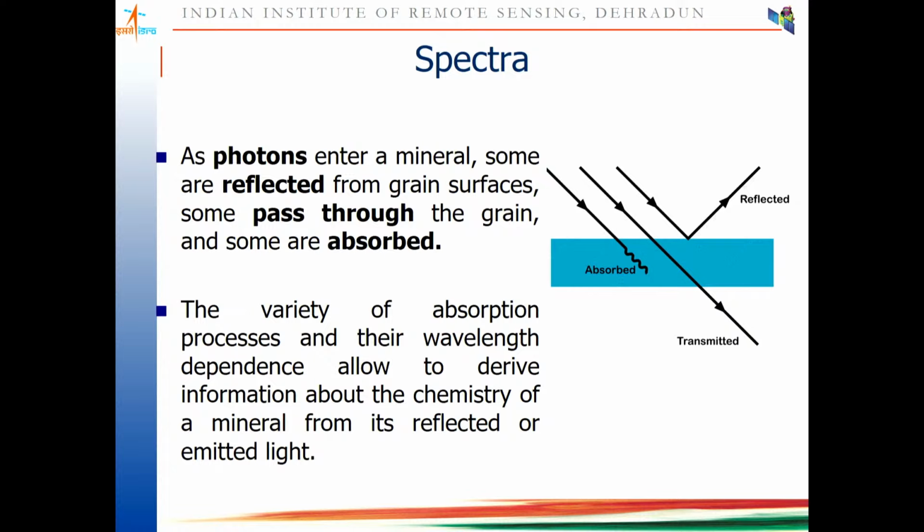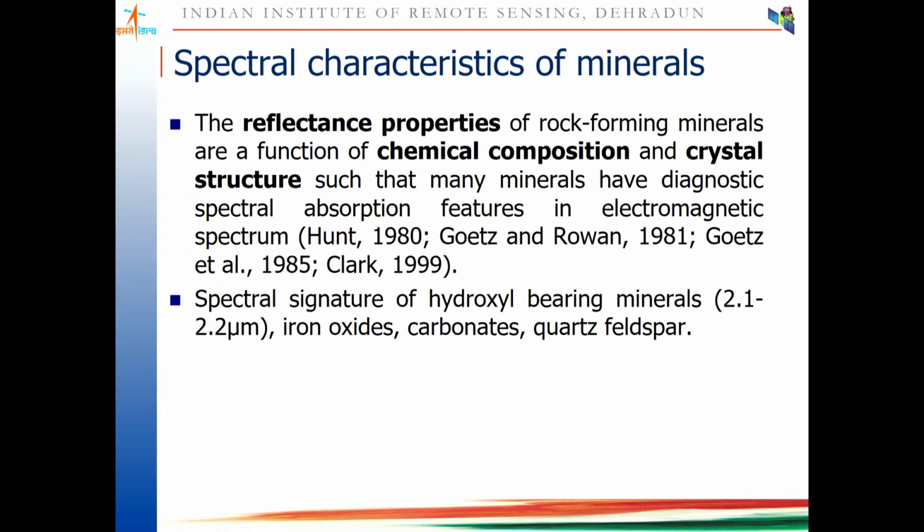Now, what is the spectra? When we insert a photon on a certain material, some is absorbed, some transmitted, and some gets reflected. So we study the reflected one. For each and every mineral or material, the reflectance spectra is very unique, and on the basis of that, the absorption dips are unique, and those absorption dips are characteristic of the mineral composition as well as their crystal lattice structure.